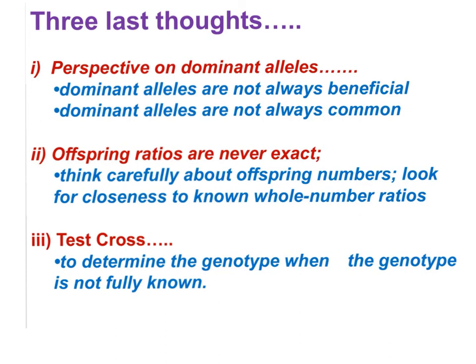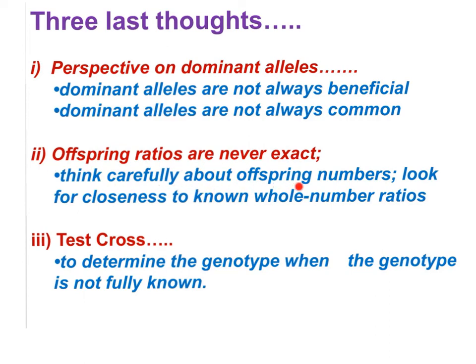So I have three last thoughts in bringing this movie to a close, and the first is some perspective on dominant alleles. Dominant alleles are not always beneficial. I've just been through Huntington's disease as an example. Keep this in mind. And dominant alleles are not always the most common allele in the population. Remember, the frequency of alleles in a population is dependent on selection, the advantages or disadvantages of alleles in a local environment. And secondly, offspring ratios are never exact.